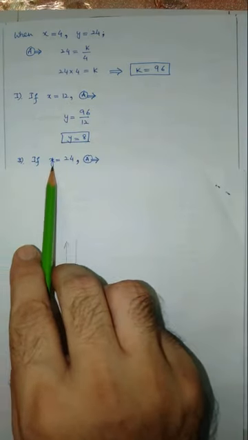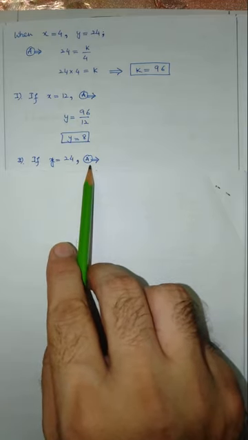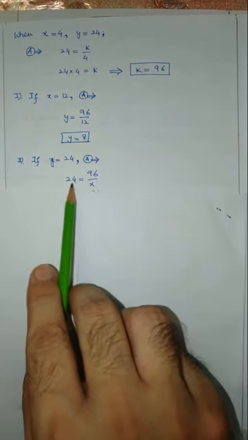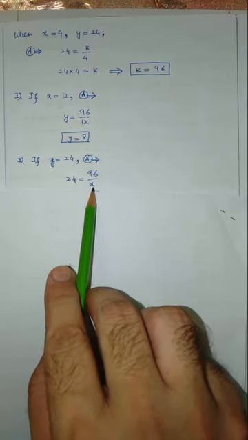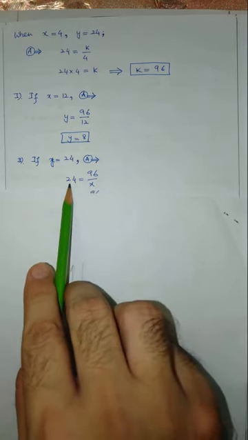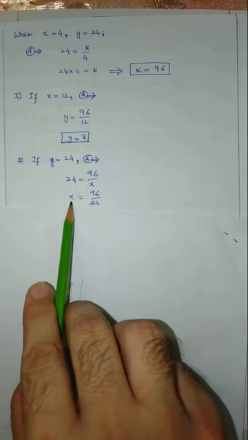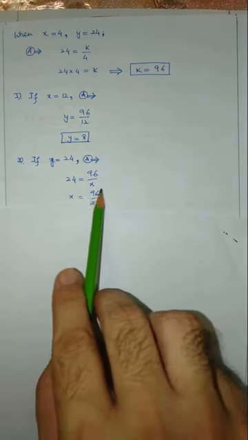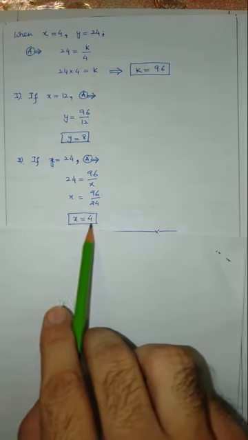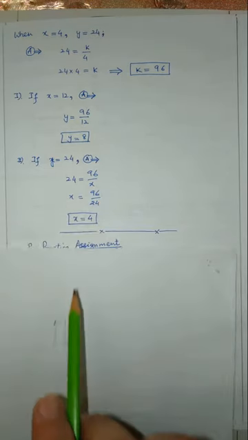If y is equal to 24, then equation A implies 24 is equal to 96 by x. Now interchange 24 with x. So x is equal to 96 by 24. Now dividing 96 by 24, x is equal to 4.